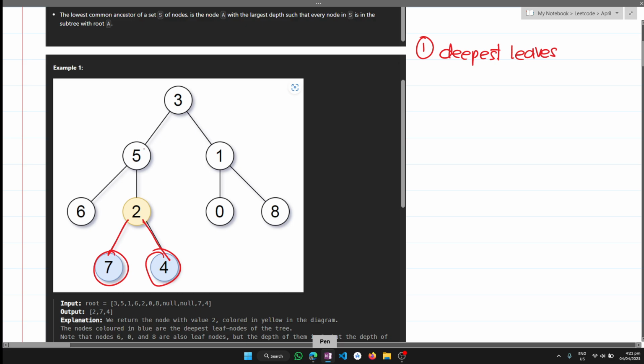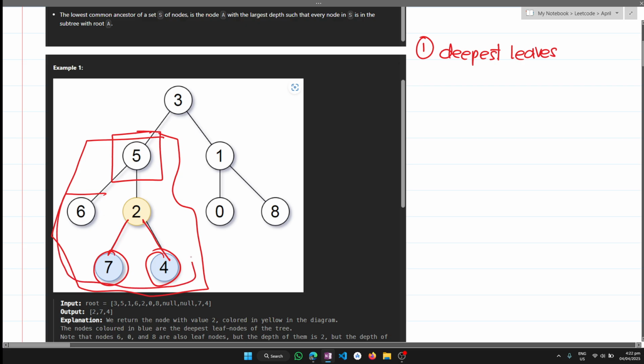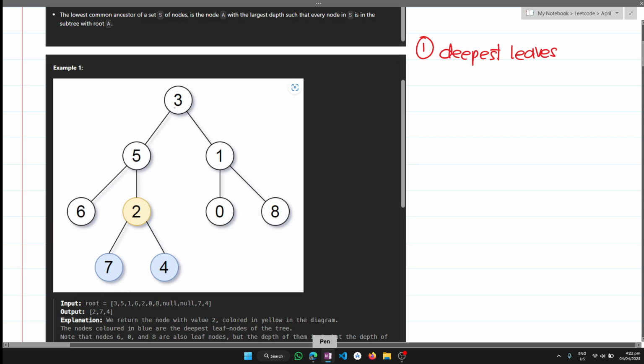And for example, if I talk about the left subtree of 3, then 5 is the ancestor of the left subtree, because you would see that 5 is the parent of this particular tree, isn't it? All of this tree is being derived from 5, and 5 itself is being derived from 3. Similarly, this one is the ancestor of 0 and 8.